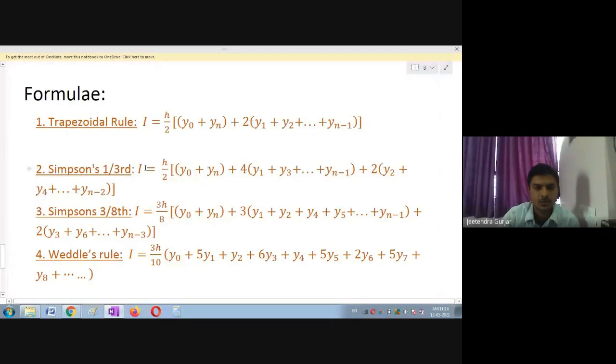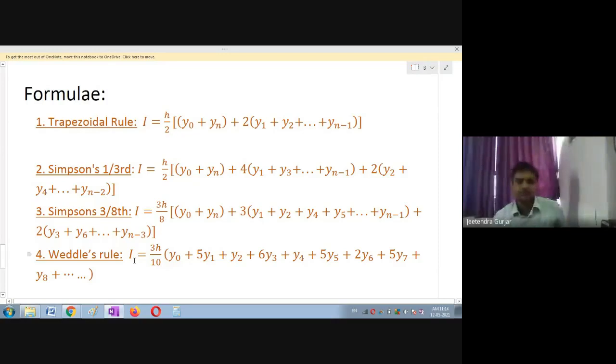Simpson's 1/3 rule, I is equal to h/3 [y naught plus yn plus 4 times (y1 plus y3 plus ... yn minus 1) plus 2 times (y2 plus y4 plus ... yn minus 2)]. Similarly, we have Simpson's 3/8 rule and the Weddle rule. I will tell you how to remember these formulas.